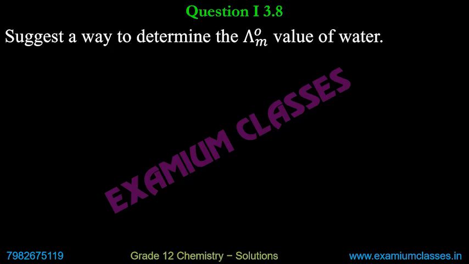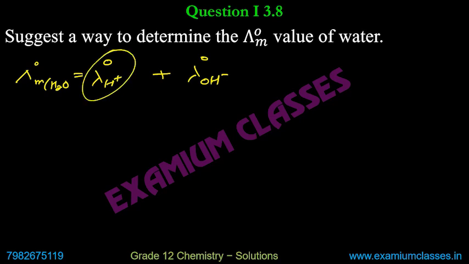Yes, you need H plus and OH minus, but you can't use these directly. You need this, okay? Because lambda m naught for water will be this. For that, you need one strong electrolyte which has H plus, another strong electrolyte which has OH minus, and then the third one which can be subtracted to get rid of the other ones.